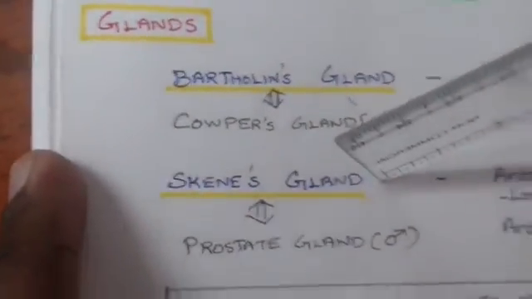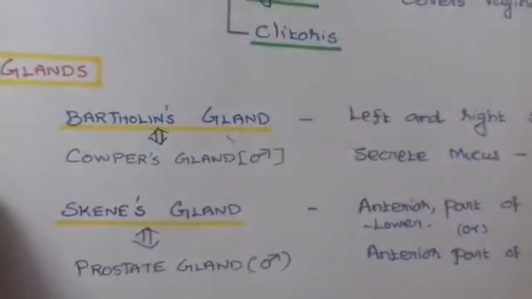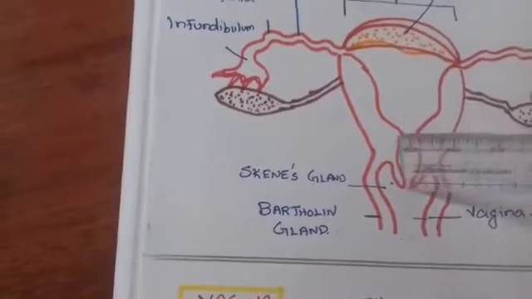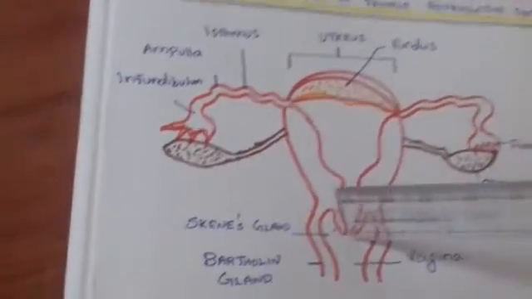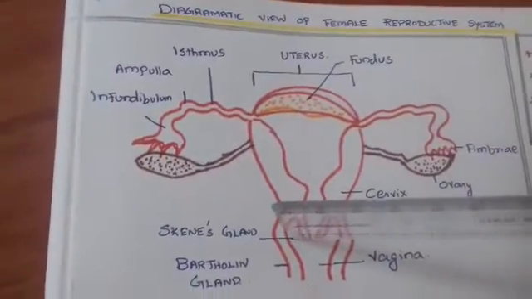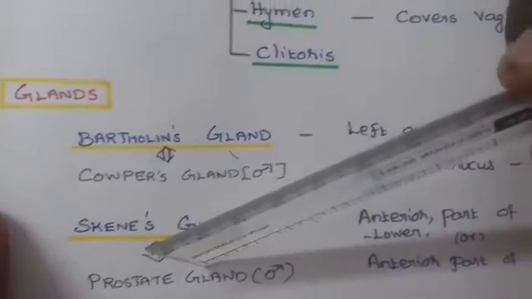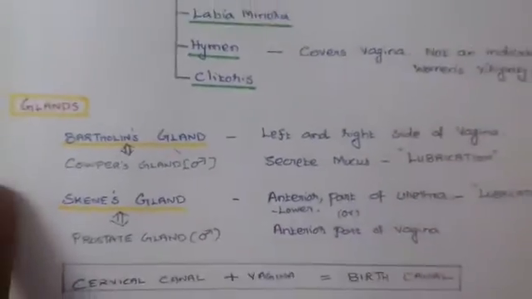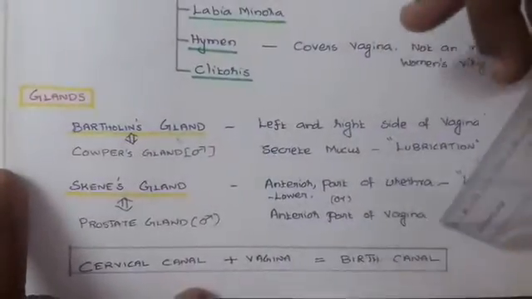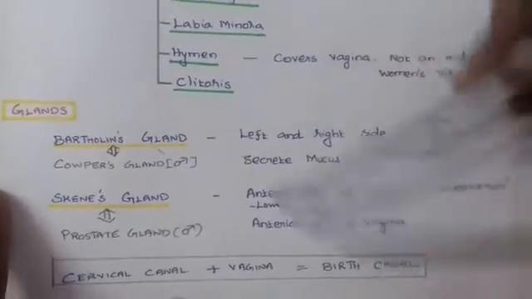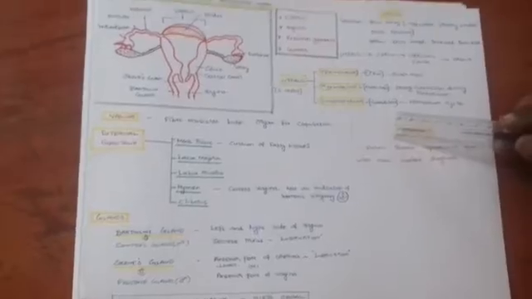Next one is Skene's gland. Skene's gland is present in the anterior part of the vagina or posterior part of the urethra, the end part of the urethra. Here it is present, and it is also for lubrication. In males, it is equivalent to the prostate gland. So the cervical canal plus the vagina together form the birth canal. So this is the description of the female reproductive system.